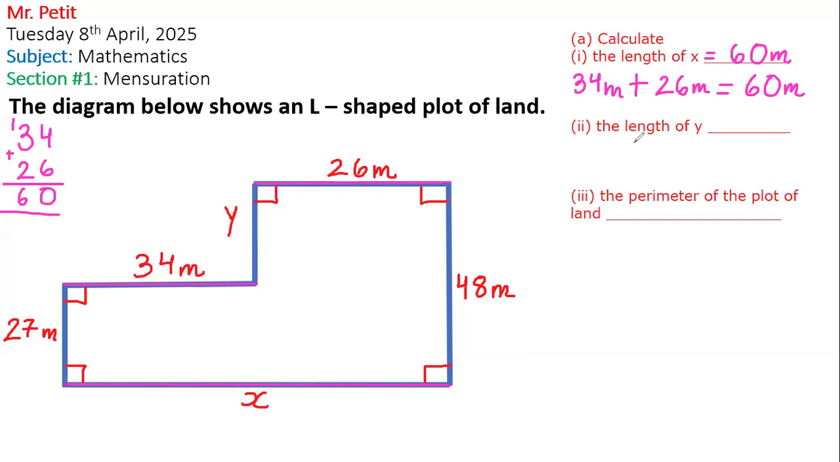All right, how are we gonna get y? We subtract, right? 48 minus 27.